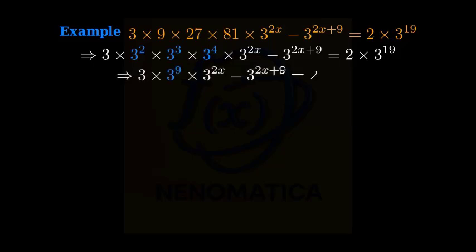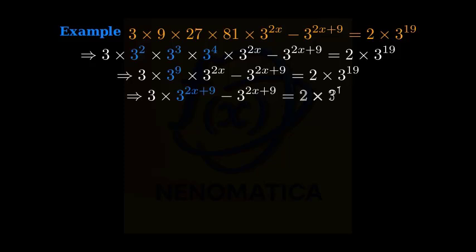Now, we can use the exponent rule that states when we multiply powers with the same base, we add the exponents. So, 3 squared times 3 cubed times 3 to the 4th power equals 3 to the power of 2 plus 3 plus 4, which gives us 3 to the 9th power.